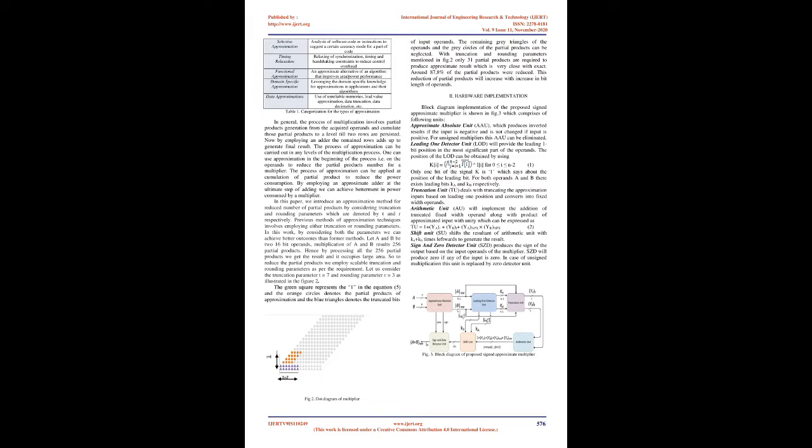In general, the process of multiplication involves partial products generation from the acquired operands and accumulating those partial products to a level till 2 rows persist. Now by employing an adder, the remaining rows add up to generate the final result.